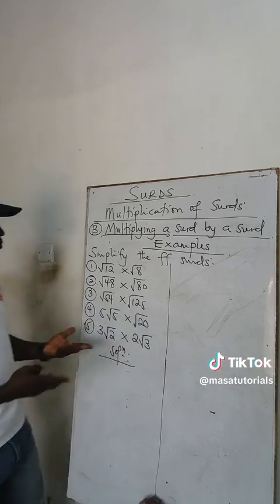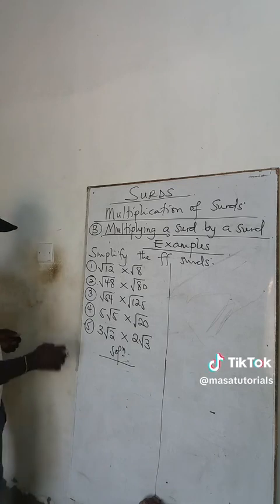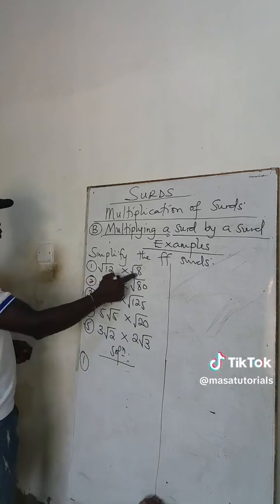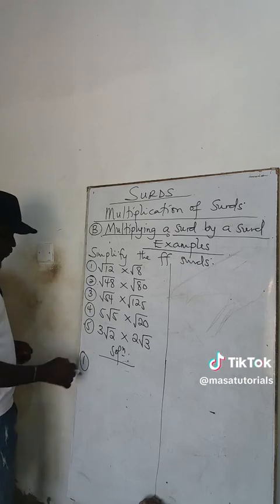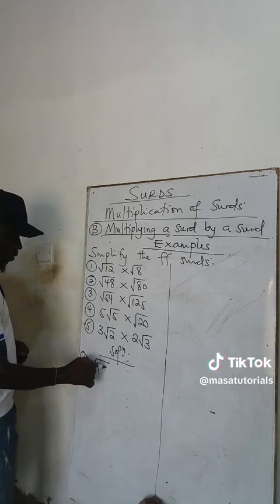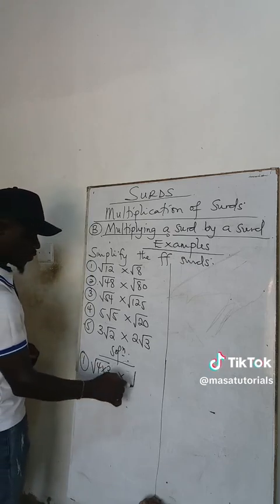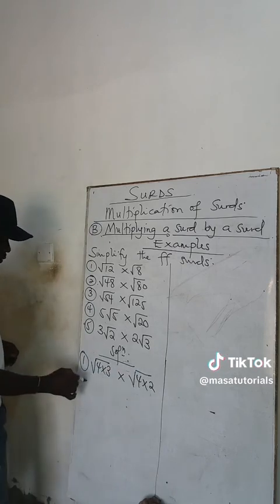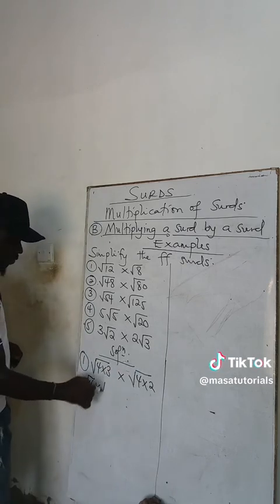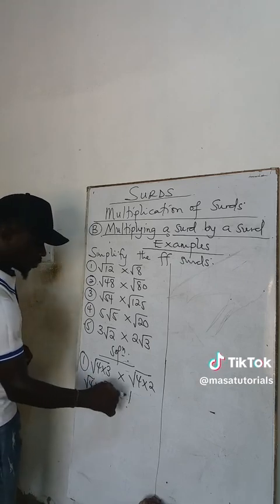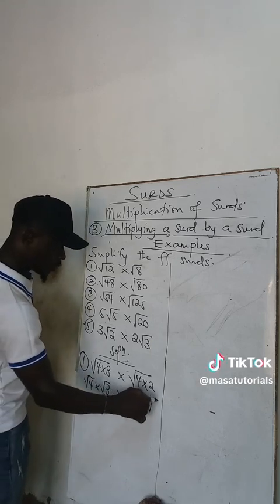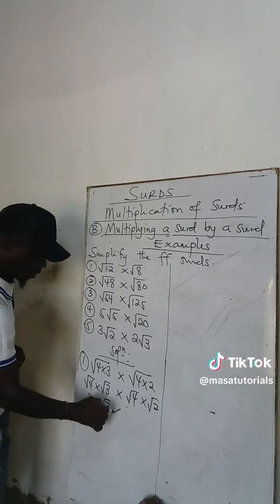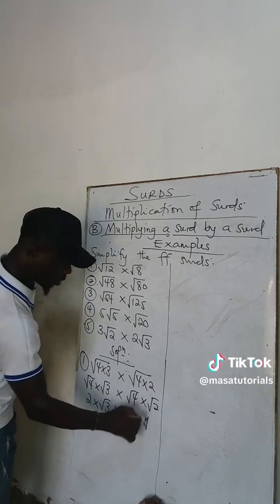Okay? Alright, so let's see question 1. Simplify the following sets. We have square root of 12 times square root of 8. Square root of 12 is just 4 times 3, times square root of 8 is just 4 times 2. So here we split: square root of 4 times square root of 3 times square root of 4 times square root of 2. So here we get 2 times square root of 3 times 2 times square root of 2.